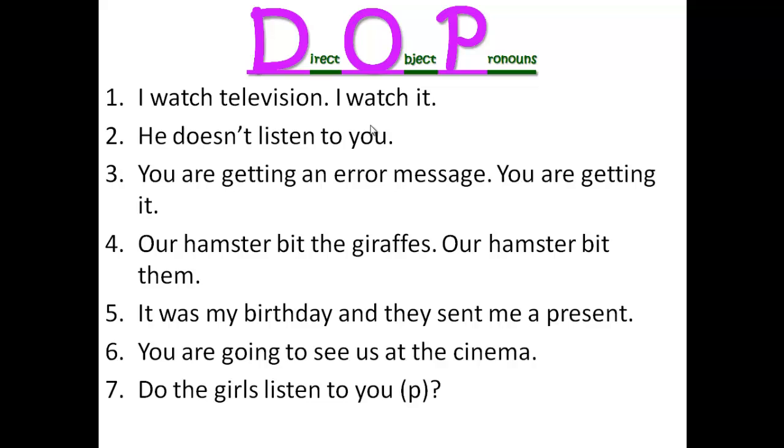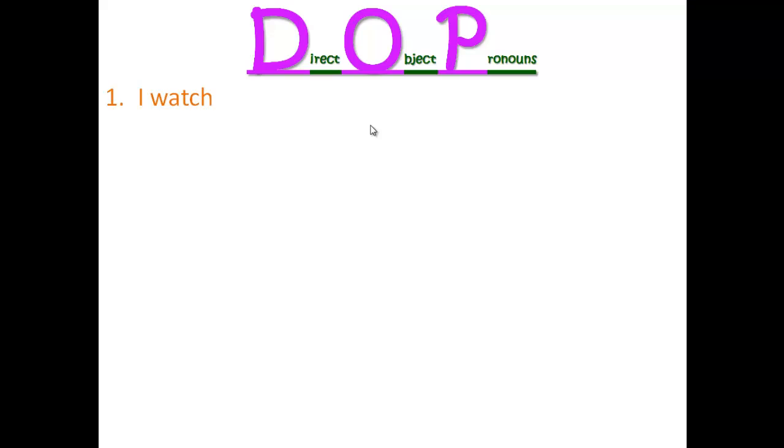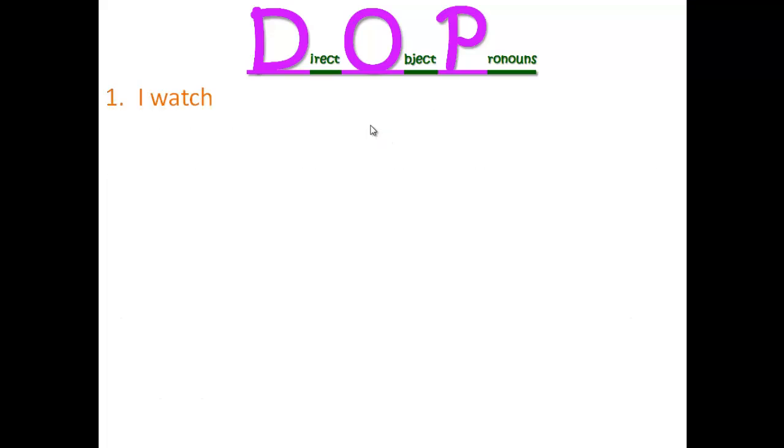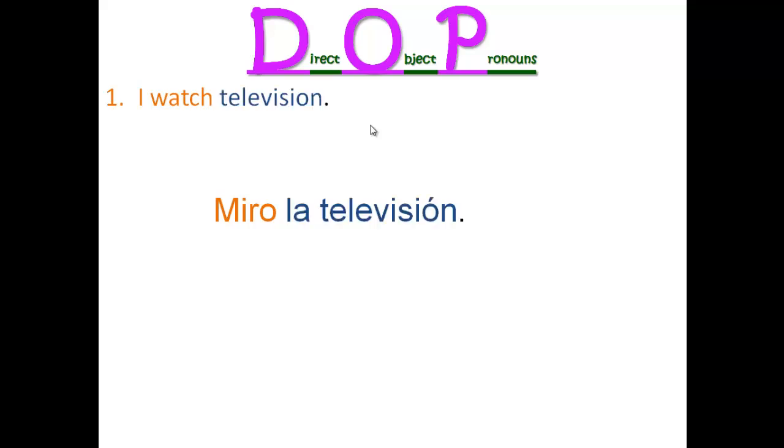So what we're going to do now is look at the first one. I've color coded it, and I've broken it down section by section so you can see what each individual word is doing. So the first word, I watch, miro, nice and easy. It's from the verb mirar, which means to watch. Television, la televisión, okay? I watch it, so I watch is miro, and it.